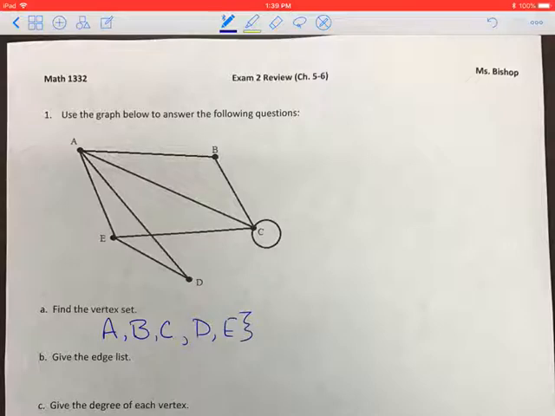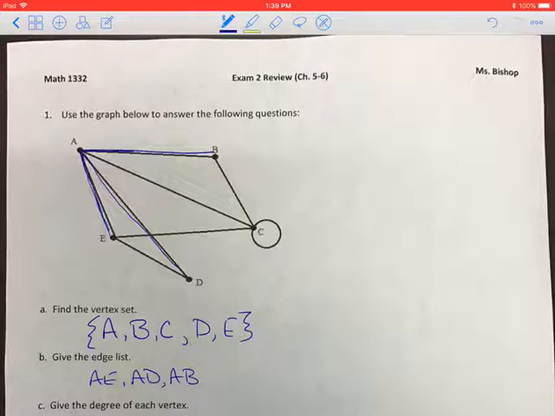Generally, since it's a set, we do put it in set notation. Now the edge list is a little bit trickier, so I'm going to start with A, and I'm going to look at all of the edges that come off of A. So I have A to E, I have A to D, and I have A to B. Okay, so I'm going to list all those: A, E, A, D, and A, B.